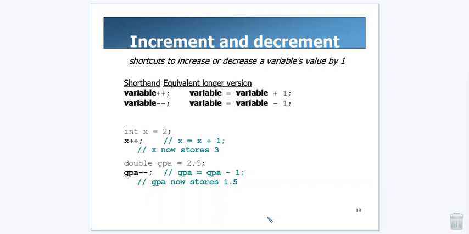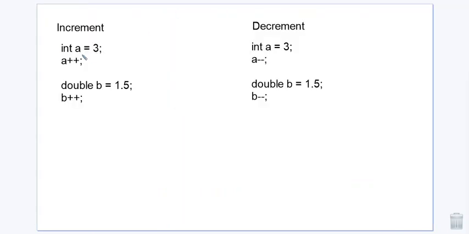Alright, in our final video for lecture 3, we're going to talk about shortcut ways we can modify our variables. Now the first way is incrementing and decrementing a variable's value by 1. The shorthand way of doing it is to put plus plus at the end of your variable or minus minus at the end of your variable. This is a shorter way of saying add 1 to your variable and assign it back to your variable. And variable minus minus is a shorthand way of saying subtract 1 from your variable value and assign it back to your variable.